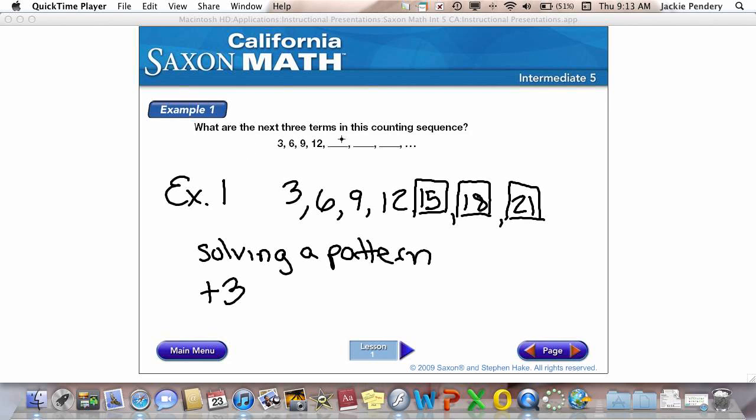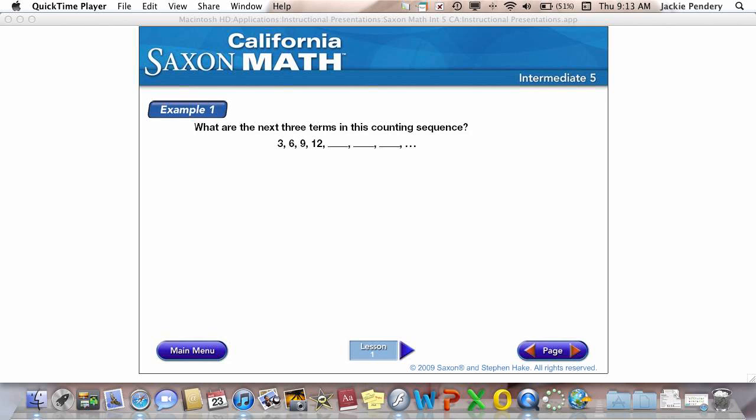What are the next 3 terms in this counting sequence? Did I find the next 3 terms? Yes, I did. They're 15, 18, and 21. Is my answer reasonable? Yes, it is. So everything that you see here that I wrote down, you should have written down in your math notebook as well. Okay? All right, we're going to move on to example number 2.